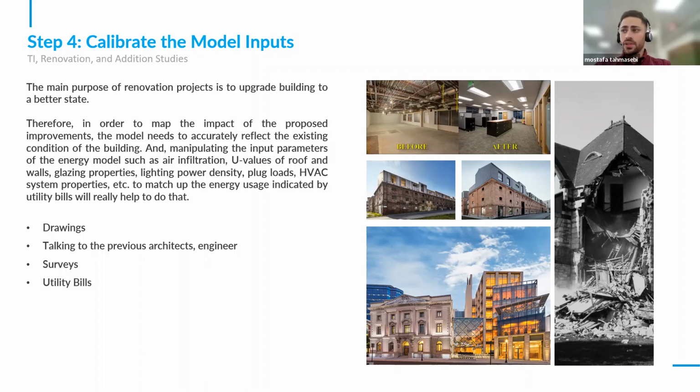You can gather all this information with the help of drawings and the specifications, by talking to the previous architects, engineers, or by doing a survey if the project budget permits. Utility bills can also be a good resource for you to be able to get an idea of how the building performs. But to summarize everything, using drawings, talking to previous owners, architects, engineers, using surveys and utility bills are the best ways for you to calibrate the model that you already have or you're trying to bring into Cove Tool.